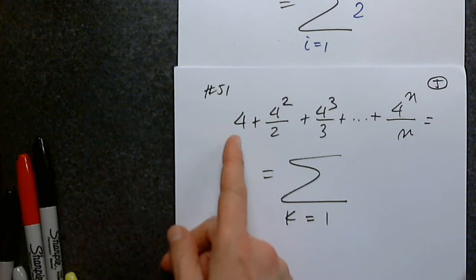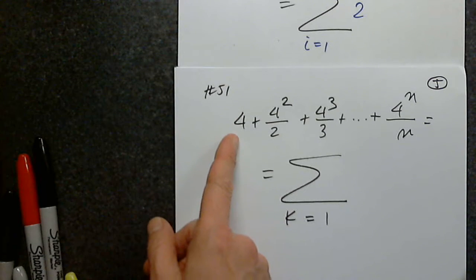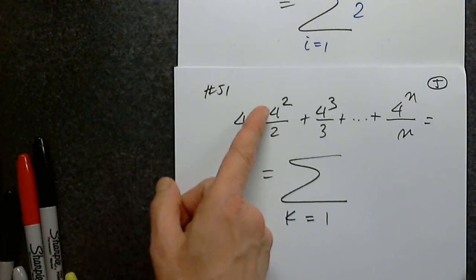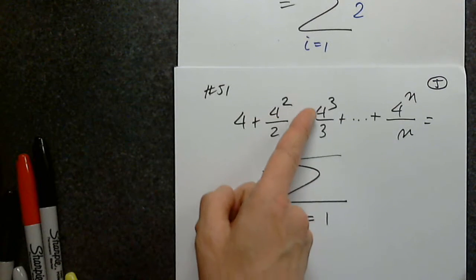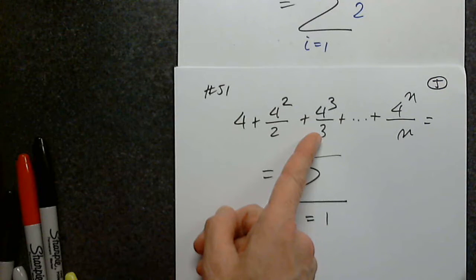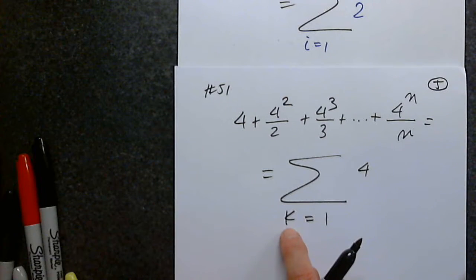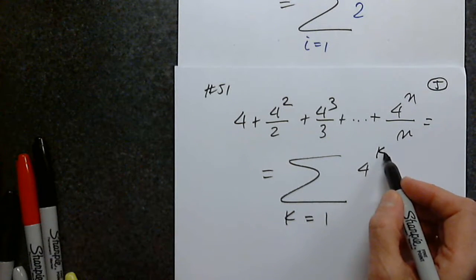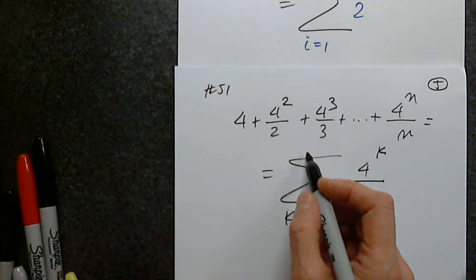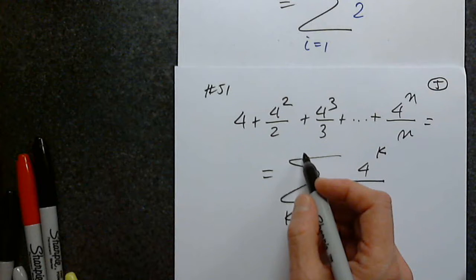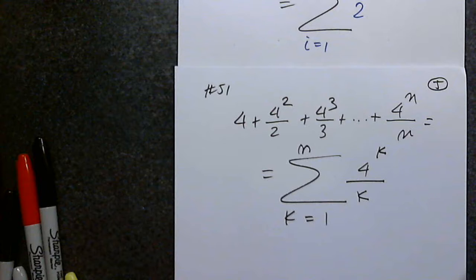So when K is 1, I get this term, which is 4 to the first power over 1. When K is 2, I get 4 to the second power over 2. When K is 3, I get 4 to the third power over 3. But I have to use K, so it's 4 raised to K over K? Awesome, and the last upper limit is n. Exactly. Very good.